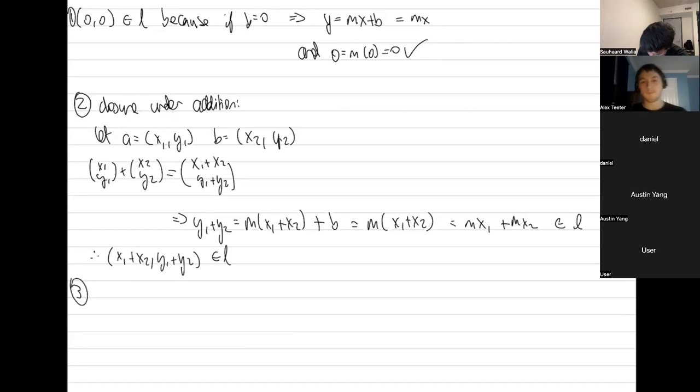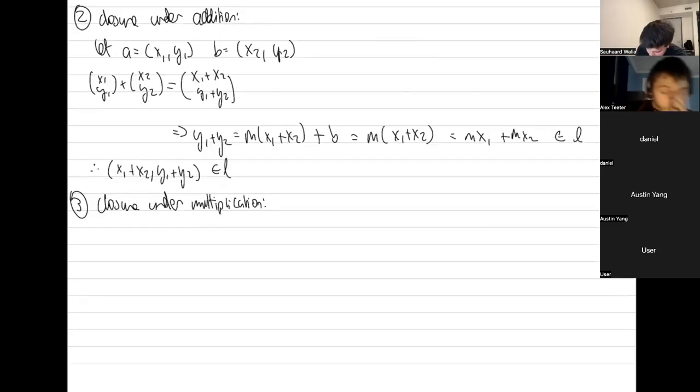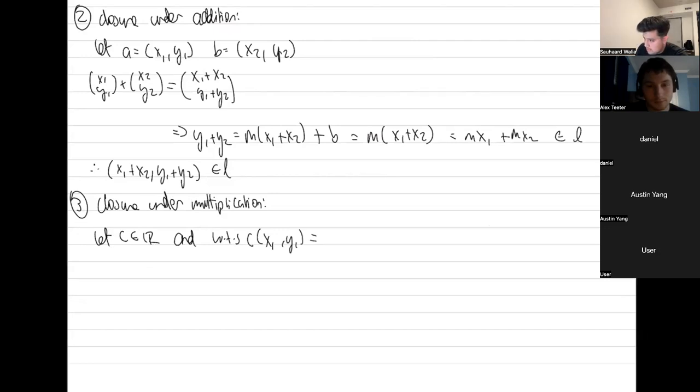Now for the second part, for closure under multiplication, I've butchered the spelling. We're going to say let C be a part of the reals, and we need to show C multiplied by (x1, y1) is equal to (C x1, C y1) is a part of L.